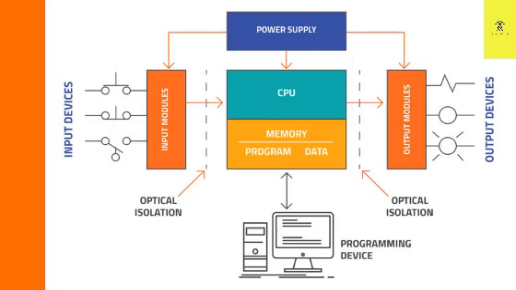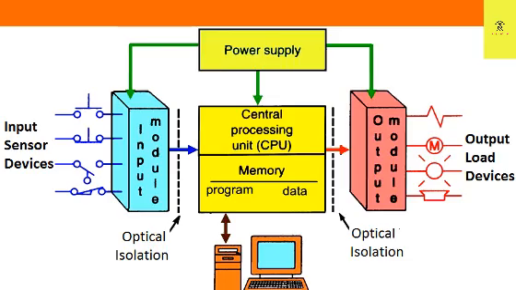The third part is memory, RAM and ROM. RAM is random access memory. RAM stores data that the PLC is currently using, such as input values, output values, and intermediate results. It is volatile, meaning that data is lost when the PLC loses power.